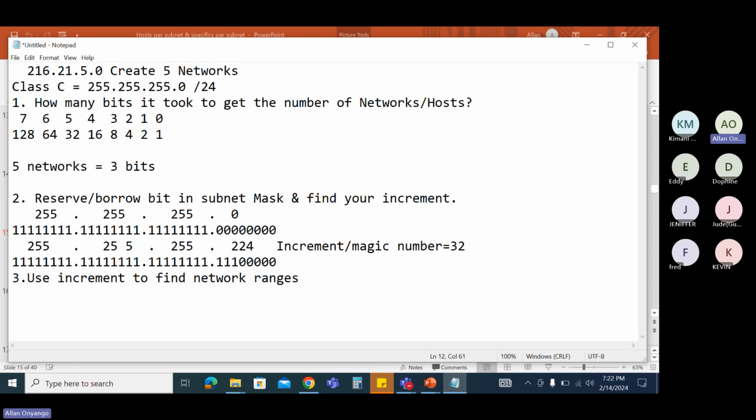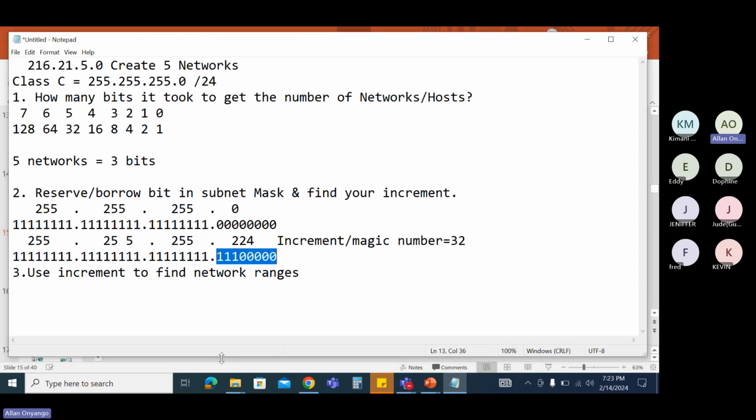And 32 is in which octet, guys? The increment is in which octet of that subnet mask? This is the first octet, second octet, third octet. So where do we find our increment? On the fourth octet. That information is very important, because which octet and which increment is what we are going to use to do the last step. The last step says, use the increment to find network ranges.